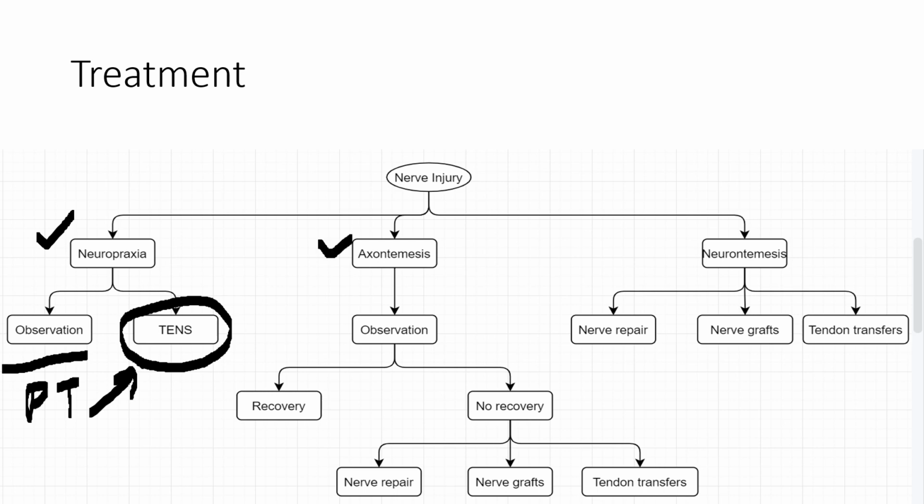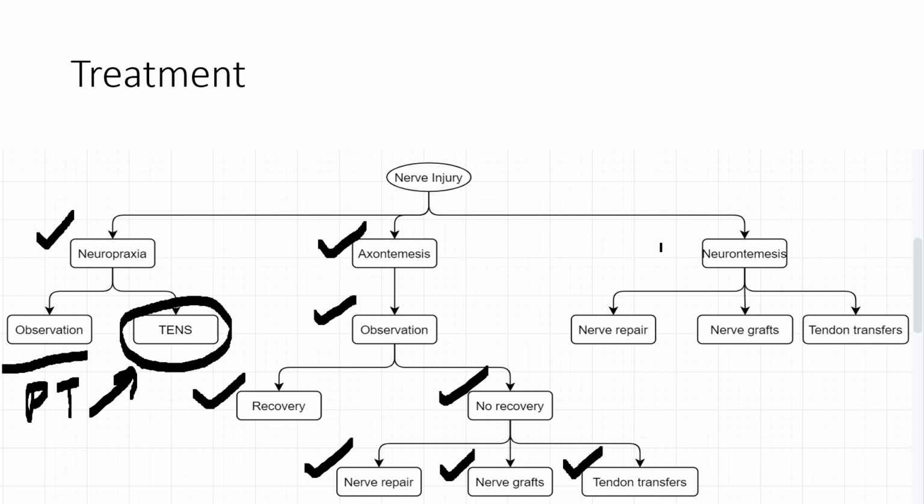In axonotmesis, only the axon is damaged, the endoneurium is intact, and the nerve can undergo regeneration. So we first look for any signs of recovery. We observe the patient. We don't do any active treatment. We give physiotherapy. If recovery occurs, then nothing needs to be done. If there is no recovery, then we can do a nerve repair, a nerve graft, or tendon transfers.